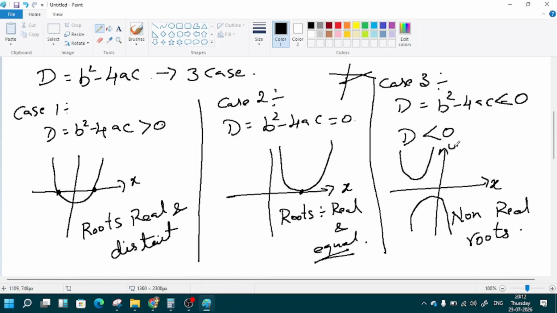So these are the three cases for the discriminant of the quadratic equation. Based on this, you can find the nature of roots, whether they are real and distinct, real and equal, or non-real. This is one of the most important chapters and subtopics in class 9 and 10. I hope you got it clear. With this, you are going to solve the problems now.